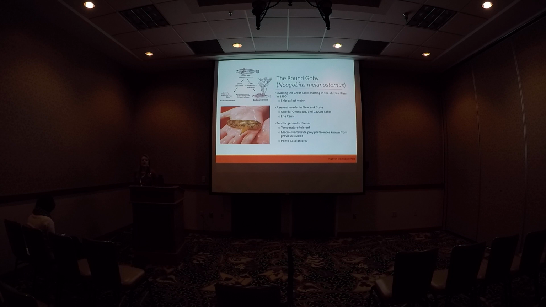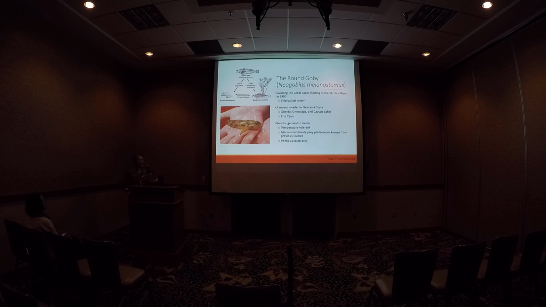So a little background on the round goby. It's a benthic generalist feeder, so it feeds on pretty much anything it comes across. And it also is a very successful invasive species. So it's temperature tolerant. It has an optimal temperature of about 26 degrees Celsius, but has a wide range throughout the lake. Its spawning is also temperature dependent, so when it gets to the right temperature, they'll start to spawn.